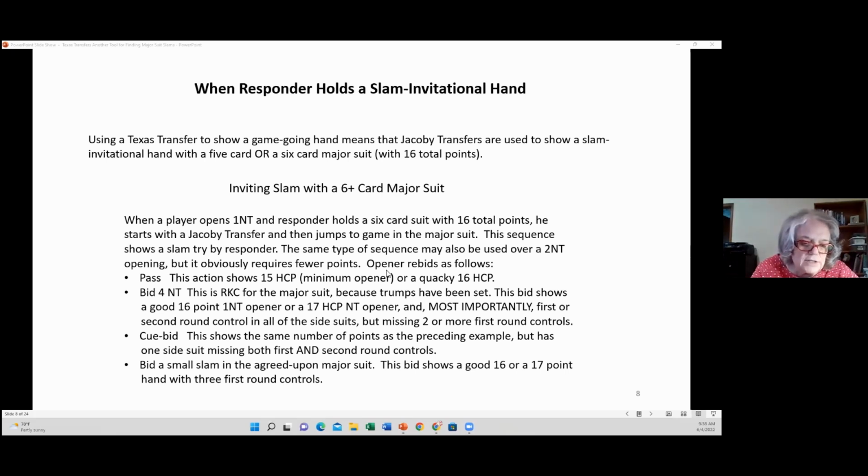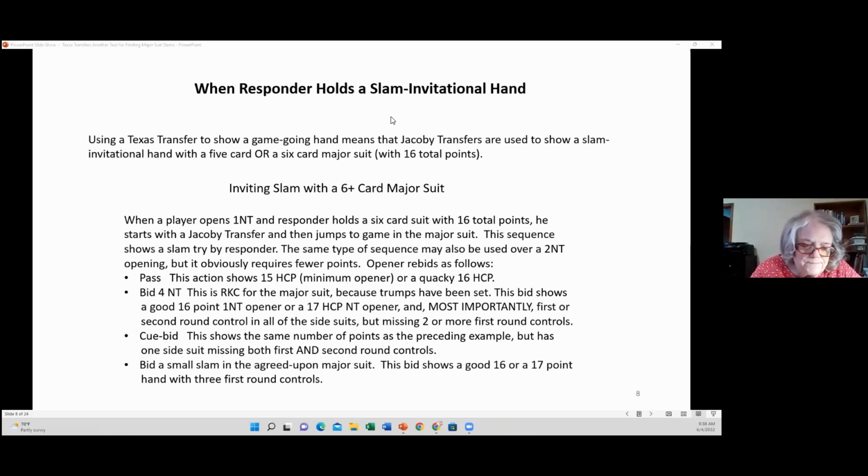Remember, he could open 1 no trump with 15, and a lot of people open with 14 high card points and a 5-card suit, counting 1 for length for the 15th point. If you and your partner do that, then 16 is not too many to pursue a slam. If you pursue a slam with 14 points in your hand when your partner has opened with 15, you're going to end up too high frequently. It's just not quite enough.